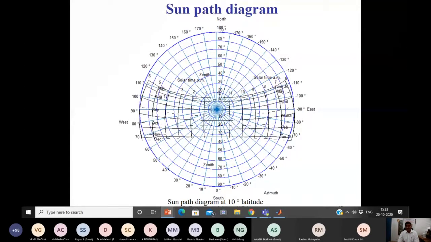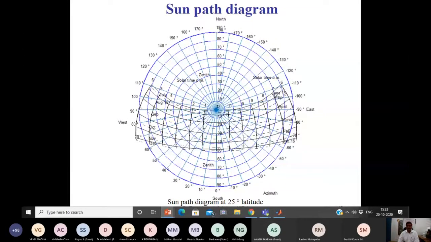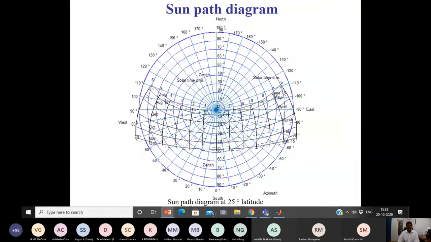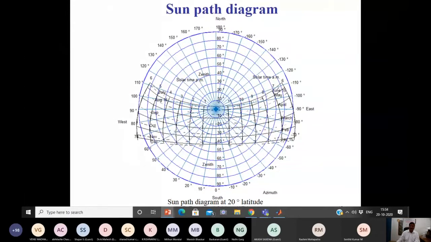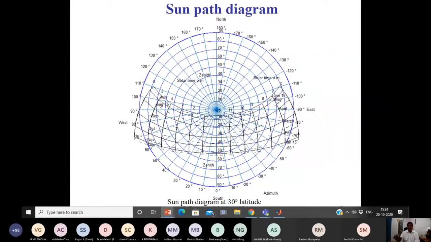And the latitude is changed for 10 degrees, 15 degrees, 20, 25. Now you can see the difference between the 20 degree sunpath diagram and the 25 degree sunpath diagram. In the 20 degree sunpath diagram, the center point is passing through the complete sunpath diagram, whereas at 25 degrees it is away from the sunpath diagram. That means there is no zero zenith position.